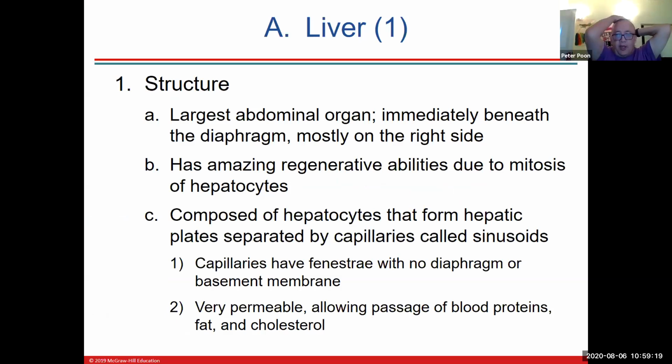So the structure of the liver is mostly on the right side. It's the upper right quadrant. It has amazing regenerative abilities due to mitosis of hepatocytes. The liver is the only organ where you can donate a portion of it and have it grow back within months. In fact, you can donate 70% of your liver and it'll grow back within a couple of months. They've known this since the ancient Greeks.